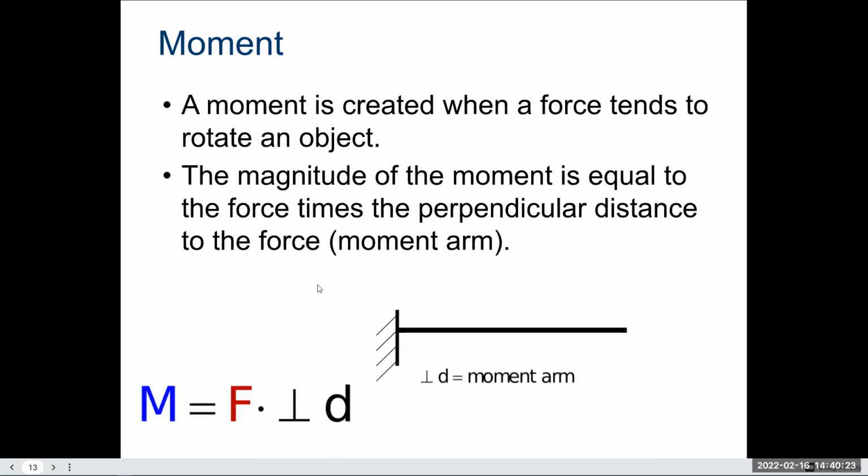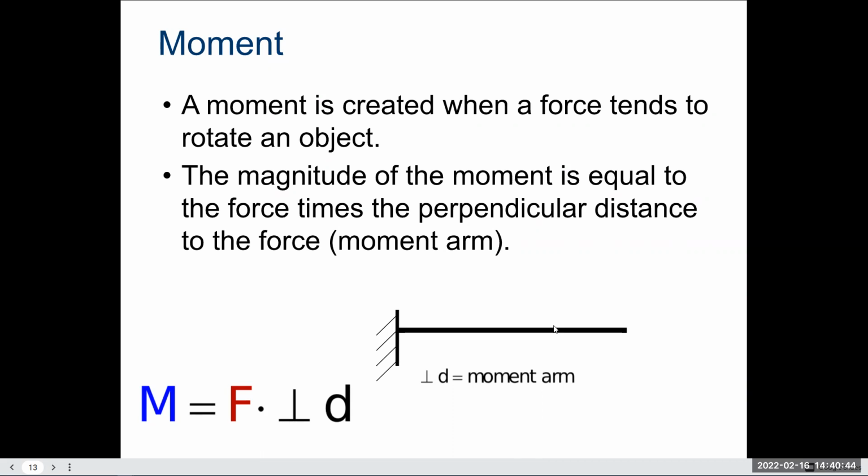Okay, so a little bit more about what a moment actually is and how to calculate it. A moment happens when there's a force that's causing rotation. How this happens is if you have a force that's applied at a perpendicular distance from a fulcrum, or in this case, a point of rotation. If that happens, then you end up creating a moment.